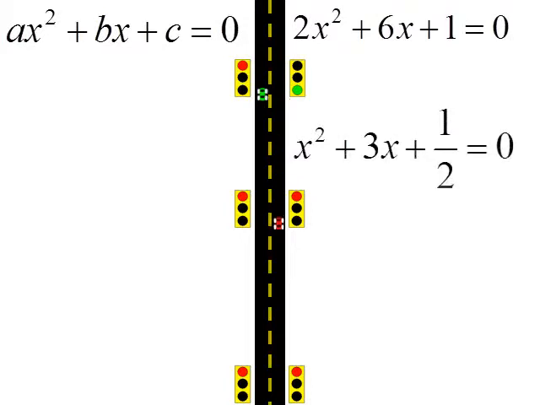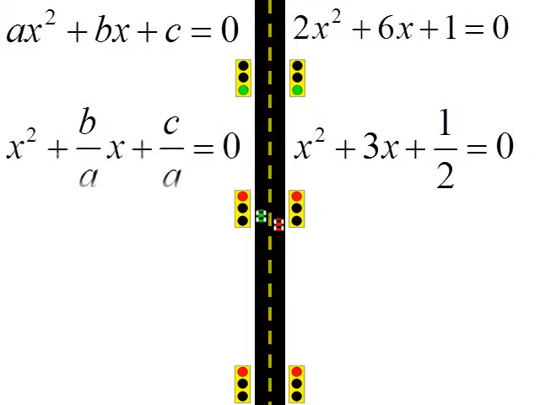When we do that, the first step is to get x squared with a coefficient of 1. So we divide everything by 2. So 2x squared divided by 2 is x squared, 6x divided by 2 is 3x, 1 divided by 2 is a half. And on the left-hand side, I can't divide by 2, I have to divide by a. So ax squared divided by a is x squared, bx divided by a is b over a x, and c divided by a is c over a. And of course, on both sides, 0 divided by 2 is 0, and 0 divided by a is also 0.